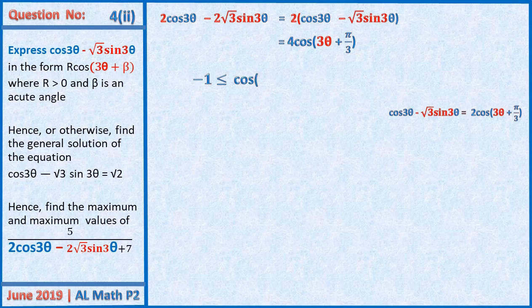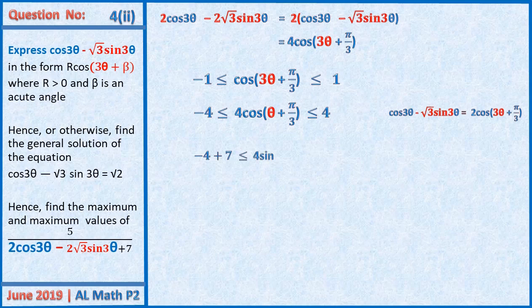But we know that the cosine function lies between minus 1 and 1. So my cos (3 theta plus pi on 3) lies between minus 1 and 1. If I multiply all through by 4, it will lie between minus 4 and 4. Now the next thing for me to do will be to add 7. If I add 7 to this, all through you have minus 4 plus 7 less than or equal to that, less than or equal to 4 plus 7. And this now gives us 3 less than or equal to that, less than or equal to 11.